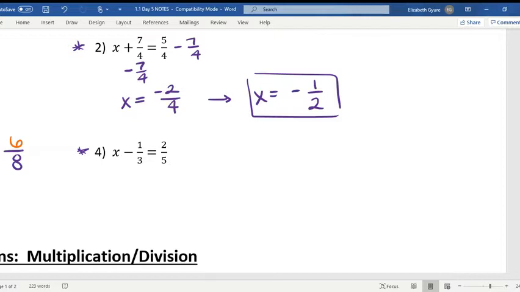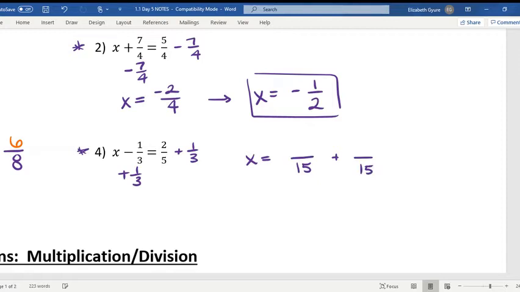Okay. And then number 4, we have x minus 1/3 equals 2/5. What is our opposite operation here? Adding. We're going to add 1/3 to both sides. Do we currently have a common denominator? No. What would be a good common denominator for 5 and 3? Annalise says 15. I think that's a good idea. So I'm going to rewrite my problem over here with 15s on the bottom.